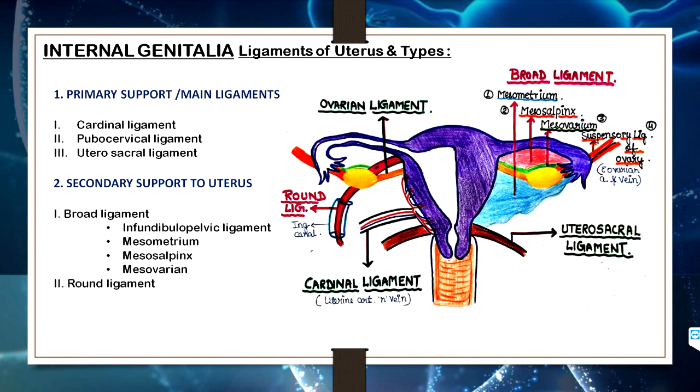Now the next is uterosacral ligament. This ligament attaches cervix to the sacral bone. This is also a pair of fibrous bands, and that attaches the uterine part of the cervix to the sacral bone.